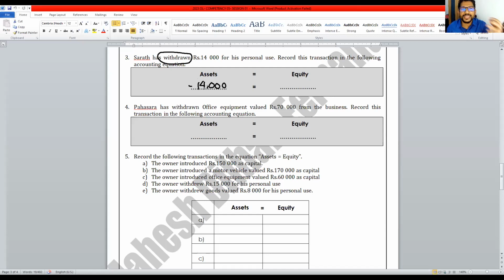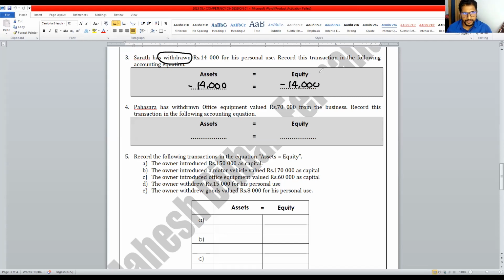Assets of the business decreased by 14,000. Exactly, right? Equity is also decreased by 14,000. That's what happens. Forget about that 400,000 thing. 14,000 decreased from assets, and equity is also decreased by 14,000. See, this is how the business observes this transaction, not the owner. Not the owner.